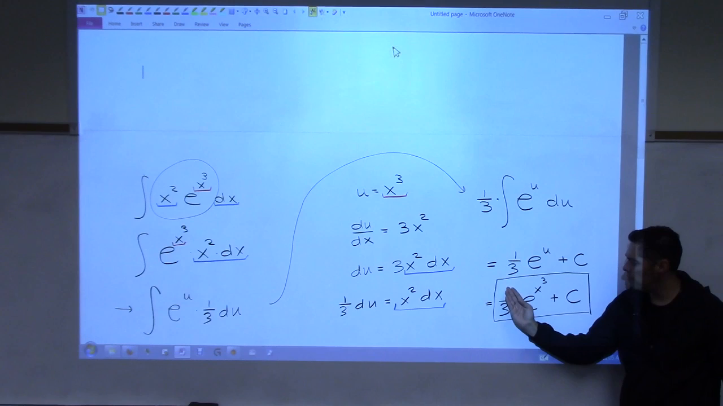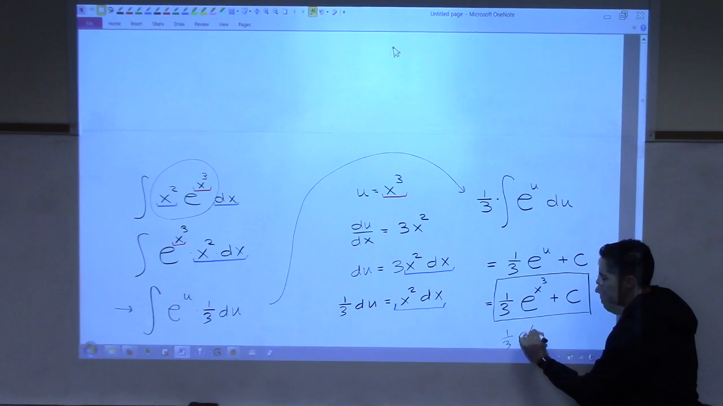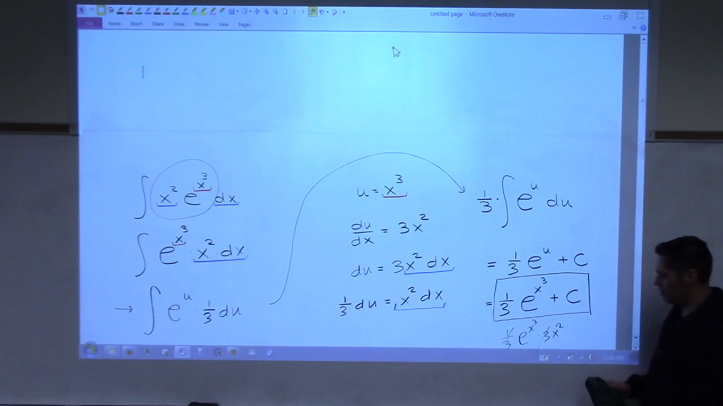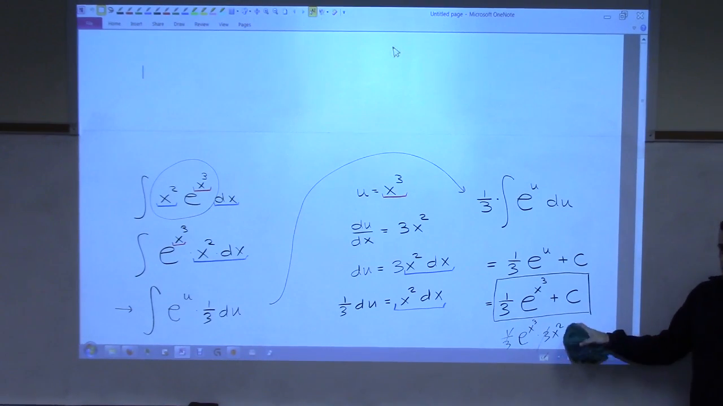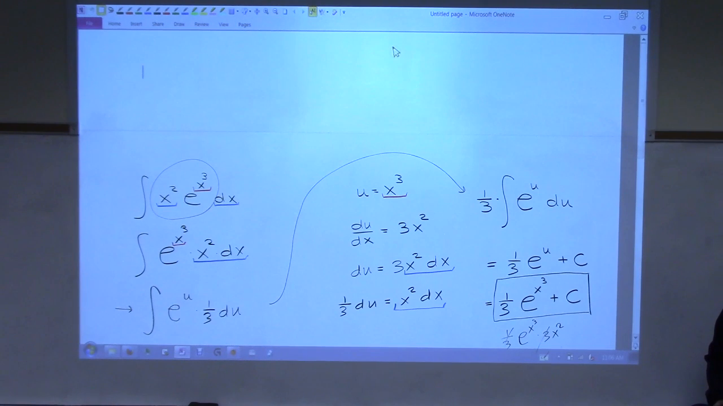Cover up the 1/3. What's the derivative of e to anything? Itself, times the derivative of what's up here. What's the derivative of what's up there? 3x squared. So you're going to have 1/3 e to the x cubed times 3x squared, and the 3 and the 1/3 cancel. You get e to the x cubed times x squared, which is that. Make sense?